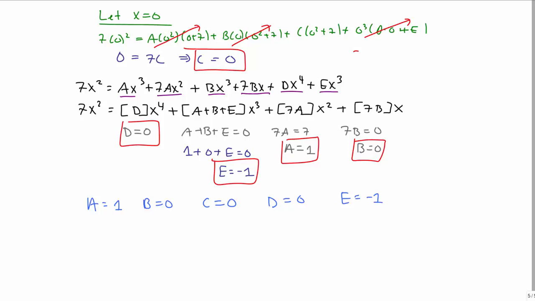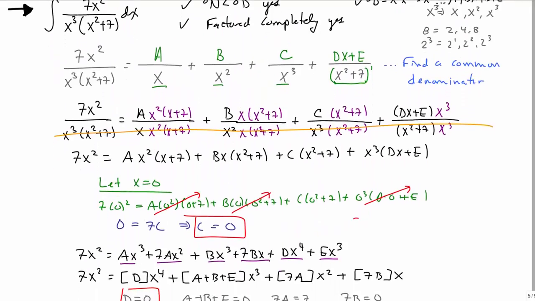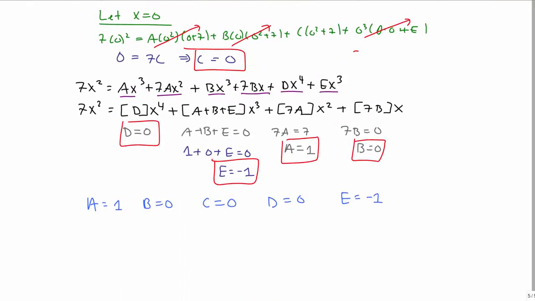So what I'll do is I'll come back and I'll plug these back into my original fraction decomposition. So I have a over x, which is really easy to integrate, so that makes me happy, plus b over x squared plus c over x cubed.